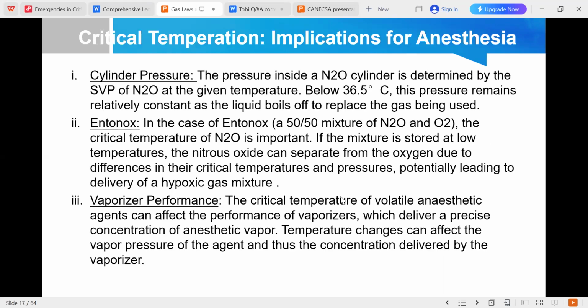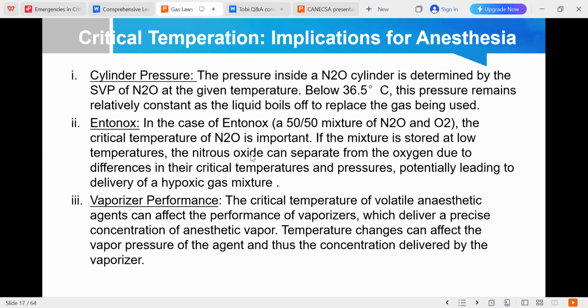This is talking about critical temperature. So Entonox, which is a 50-50 mix of nitrous oxide and oxygen, the critical temperature of nitrous oxide is important here. If the mixture is stored at low temperature, the nitrous oxide can separate from the oxygen. And this may potentially lead to delivery of a hypoxic gas mixture, especially during labor analgesia.